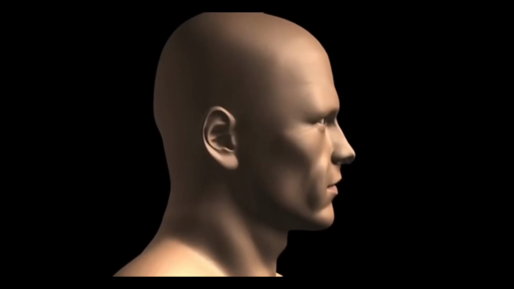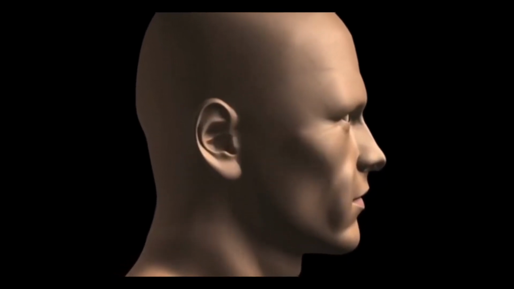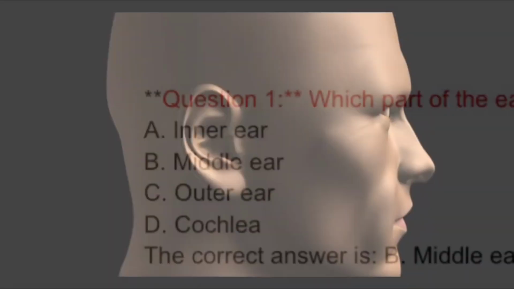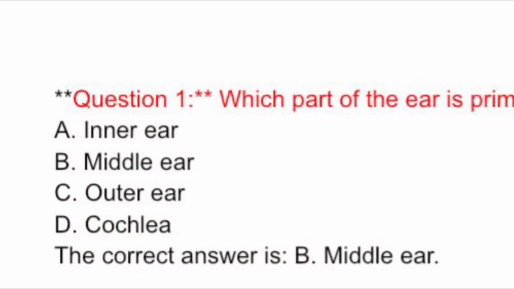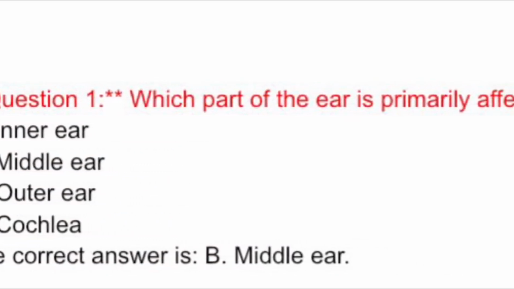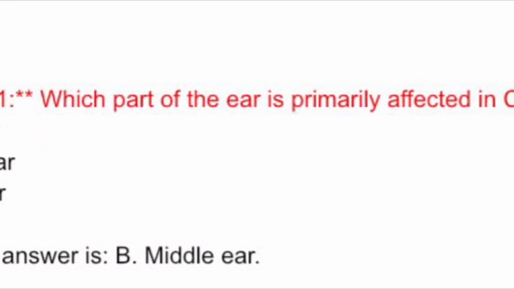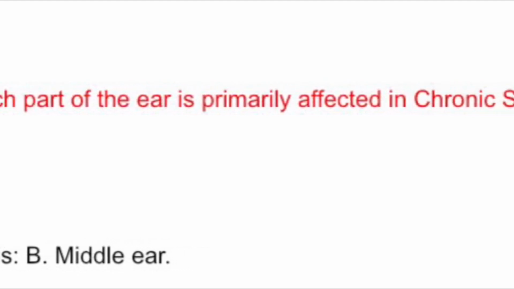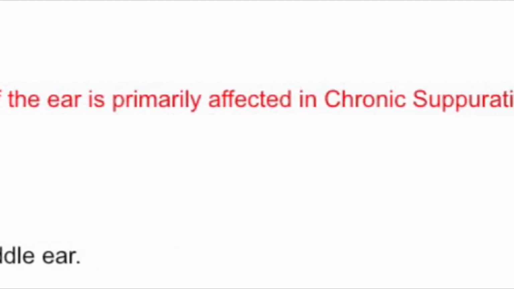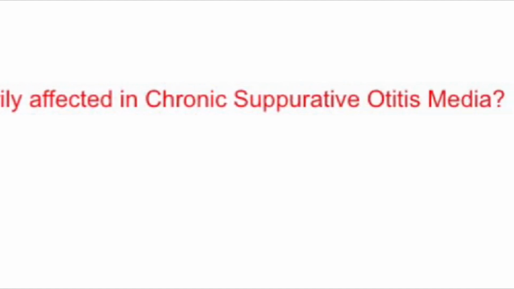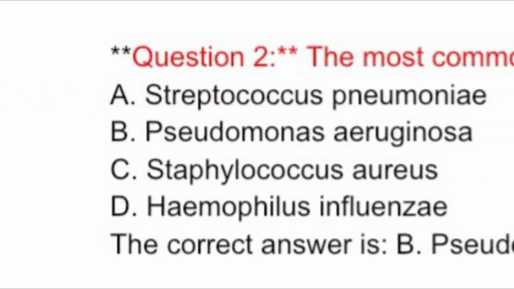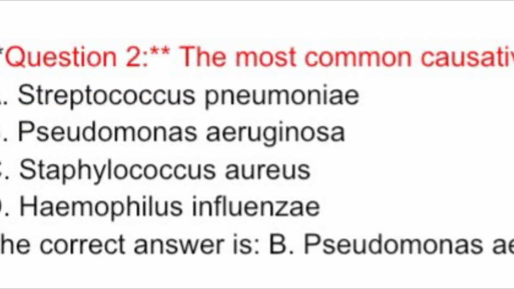Let's dive into some key MCQs on chronic suppurative otitis media, or CSOM. Question 1. Which part of the ear is primarily affected in chronic suppurative otitis media? A. Inner ear B. Middle ear C. Outer ear D. Cochlea. The correct answer is B. Middle ear.